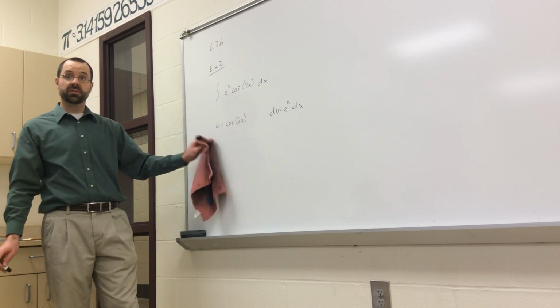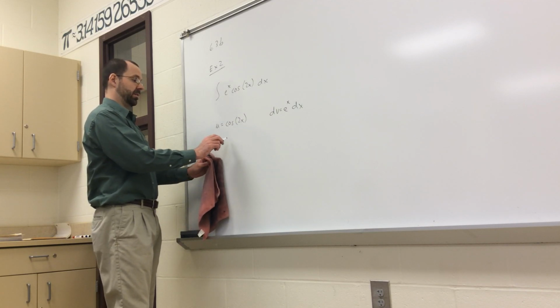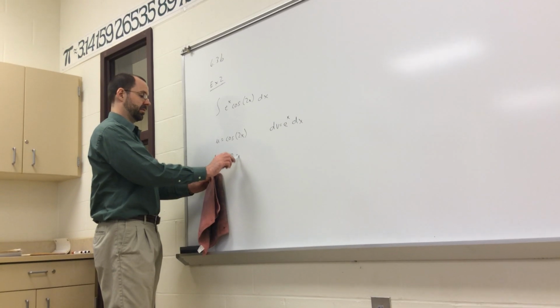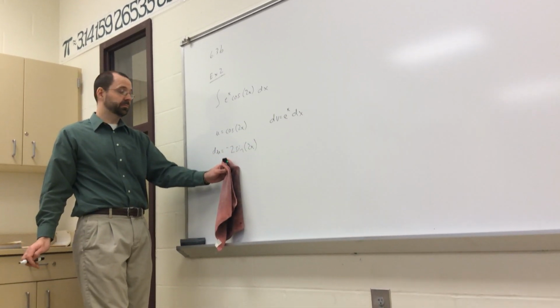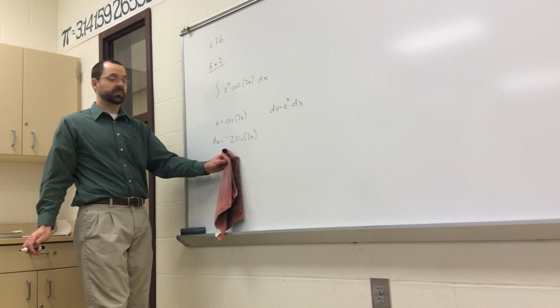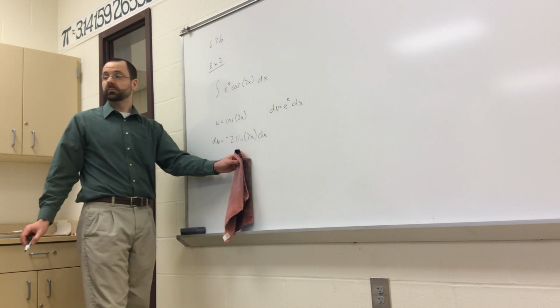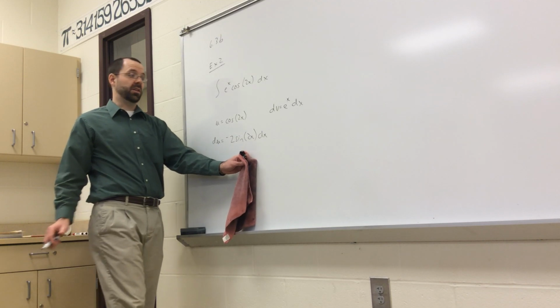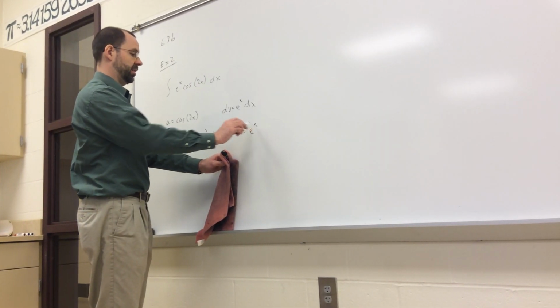Okay, so then you take the derivative of this, and you get the derivative of cosine is negative sine. There's going to be a chain rule. That's where the 2 came from. And then the antiderivative of e to the x is just e to the x.